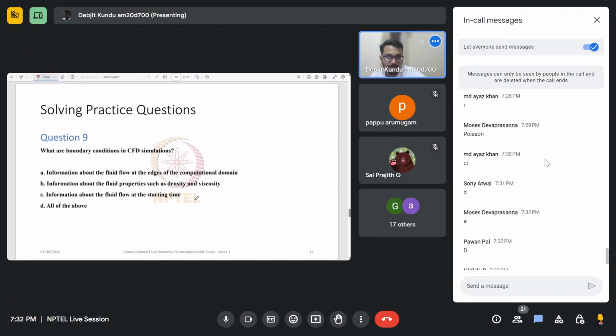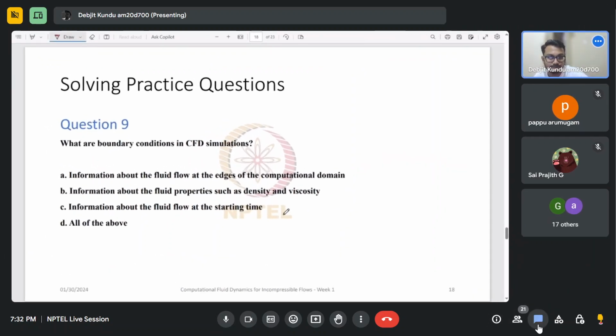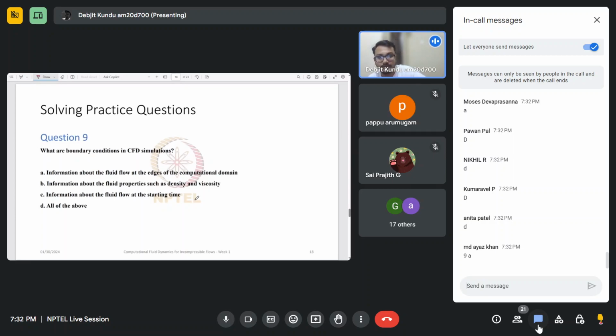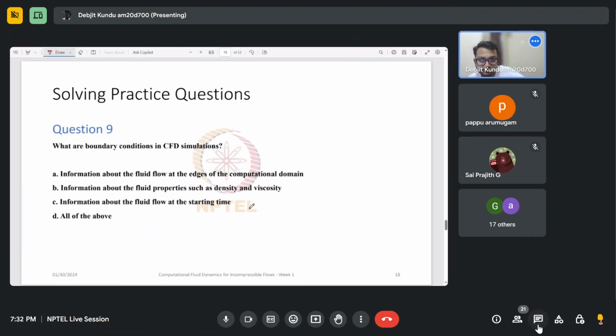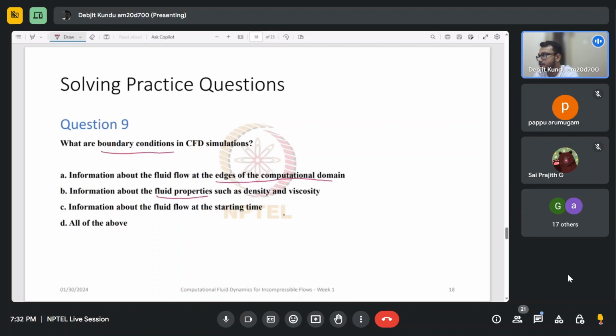We have very aggressive answering in the chat box. It's a divided crowd. Someone has selected A, many of them have selected option D, all of the above. Read the options carefully before picking your answer. So what are boundary conditions in CFD? Is it information about the fluid flow at the edges of the computational domain? Is it information about fluid properties? Or information about the fluid flow at the starting time? Or all of the above?